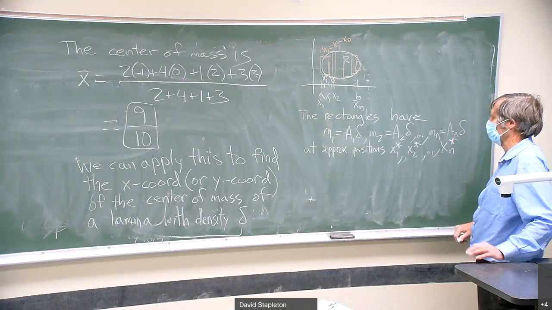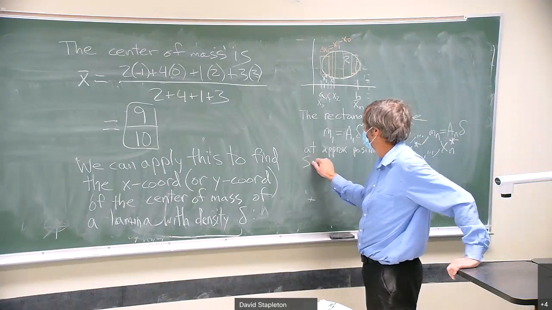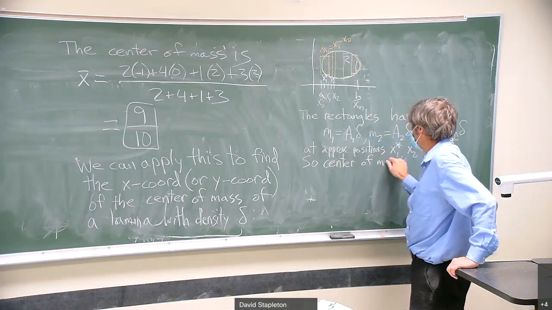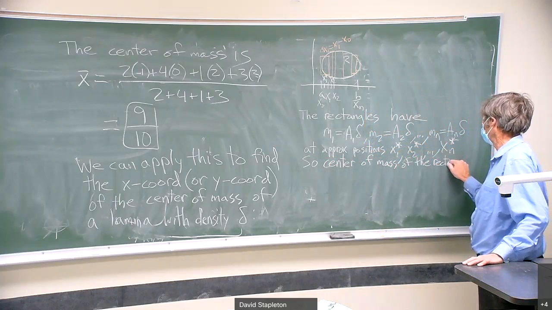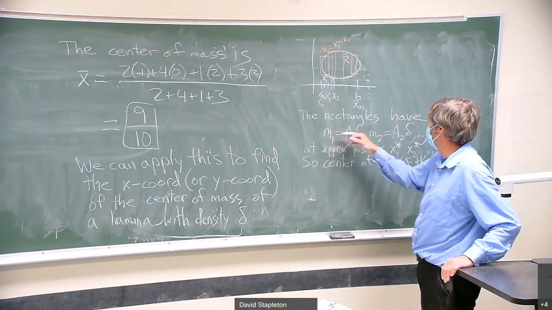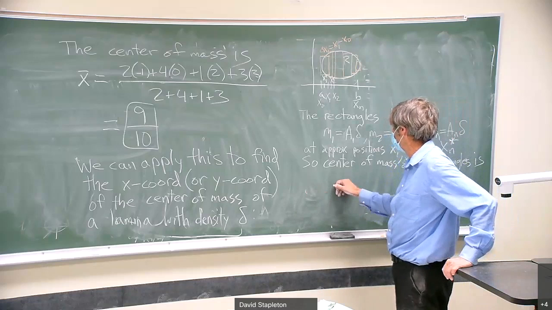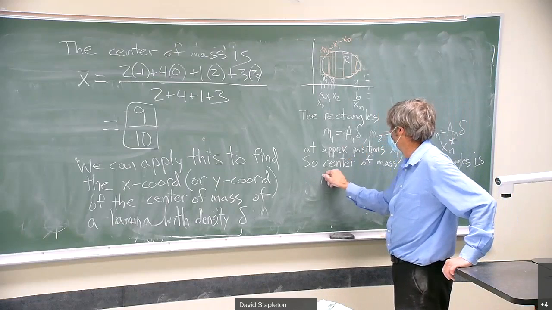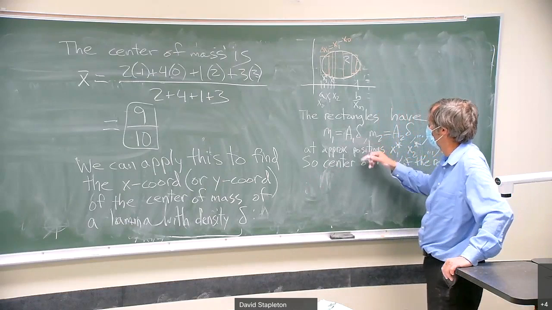All right, and so then what is their center of mass? Balancing point. The center of mass of the rectangles is what? Well, we take M1 X1 plus M2 X2, etc., all over the sum of the M's. Actually, let's multiply this out here first. Let's say, what is A1 delta?